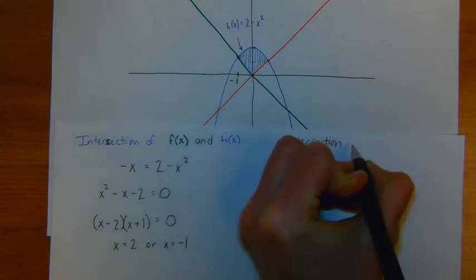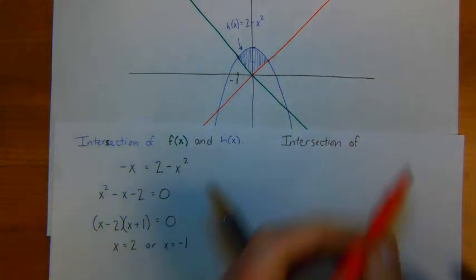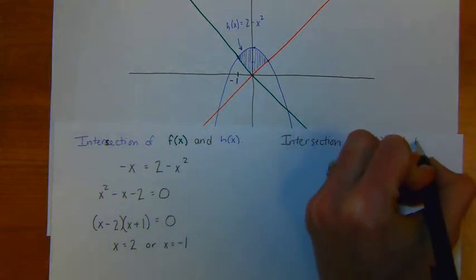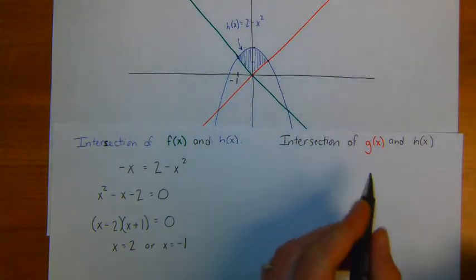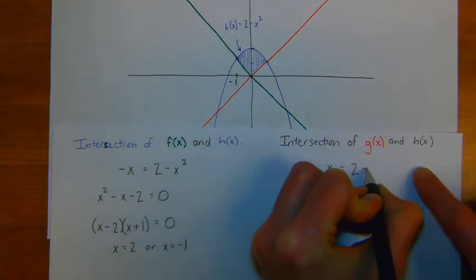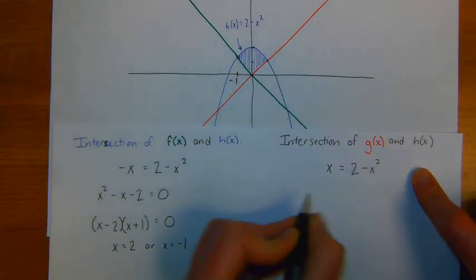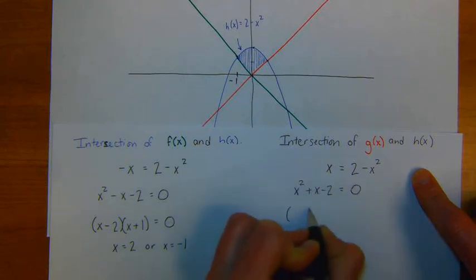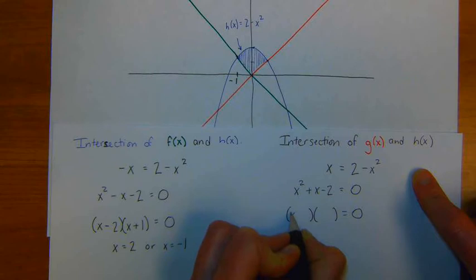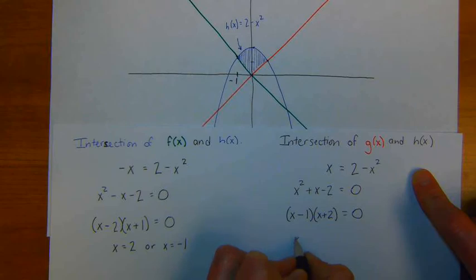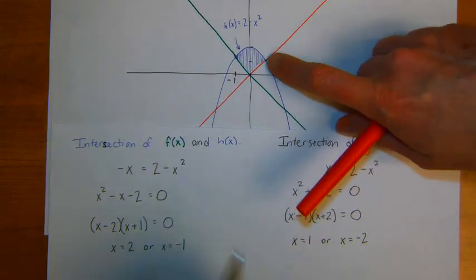I'm also going to have to find the intersection of my red curve, g of x and h of x. And it turns out this is going to be a relatively straightforward computation. G of x is my function x, and h of x is 2 minus x squared. I add the x squared, I subtract 2. X squared plus x minus 2 has to be set equal to 0. My factorization looks very similar. I get x minus 1, x plus 2, and I end up with solutions of x equals 1 or x equals -2, which graphically makes sense as well.